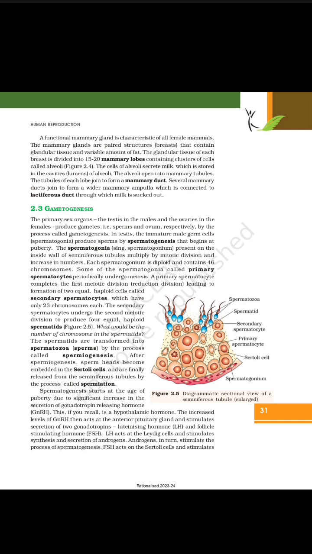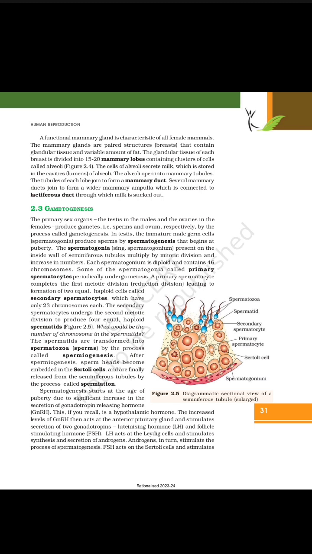A functional mammary gland is characteristic of all female mammals. The mammary glands are paired structures, the breasts, that contain glandular tissue and a variable amount of fat. The glandular tissue of each breast is divided into 15 to 20 mammary lobes containing clusters of cells called alveoli. The cells of the alveoli secrete milk, which is stored in the cavities, the lumens, of the alveoli. The alveoli open into mammary tubules. The tubules of each lobe join to form a mammary duct. Several mammary ducts join to form a wider mammary ampulla, which is connected to the lactiferous duct through which milk is sucked out.